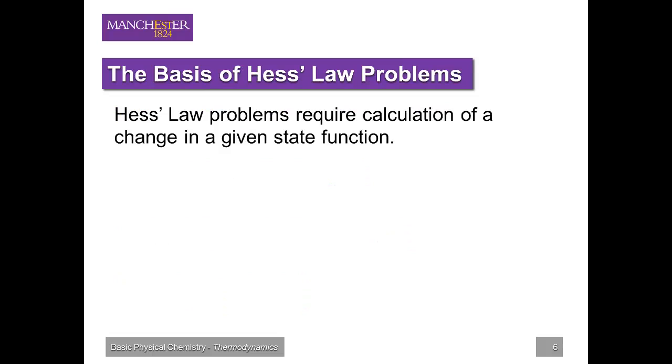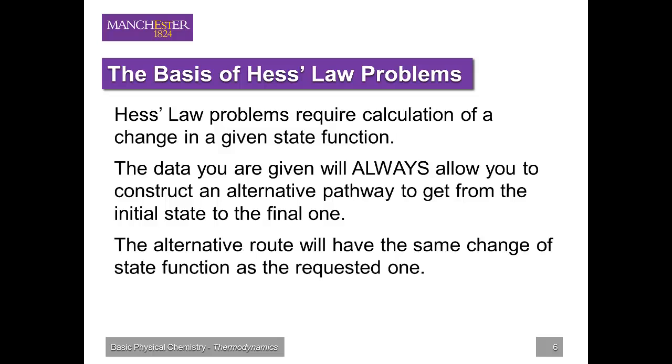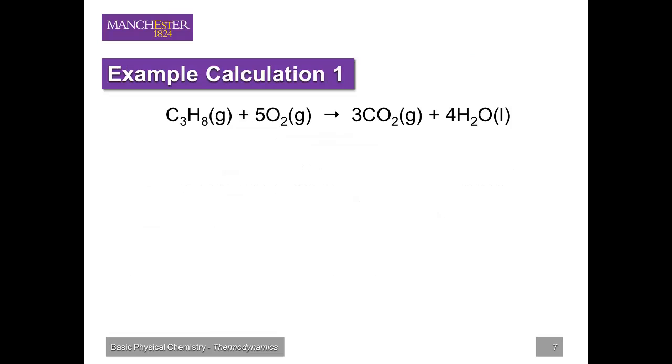Okay, so all Hess's law problems require you to calculate a change in a given state function. You are invariably given some ancillary data, and that data will always allow you to construct an alternative pathway to get from the initial state to the final one. The alternative route that you construct will then have the same change of state function as the requested one. So let's see how the theory works as an actual calculation.